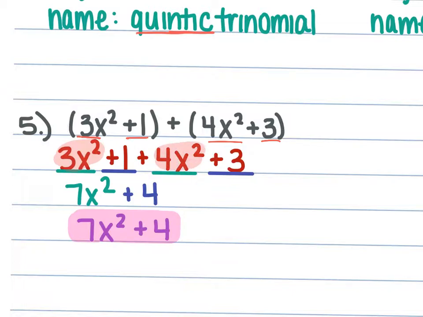So 3x squared plus 4x squared is just 7x squared. The exponent only is going to change for us when we either multiply or divide. So that's where our 7x squared came from. And then we've got 1 plus 3 is 4. Any questions on that one?